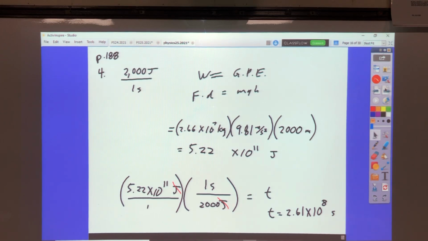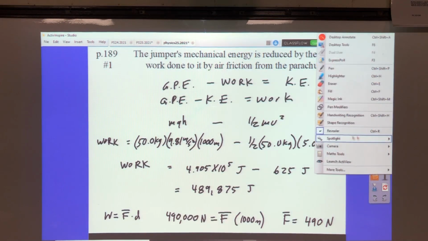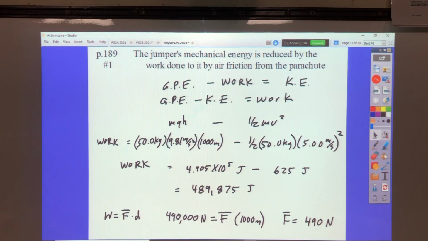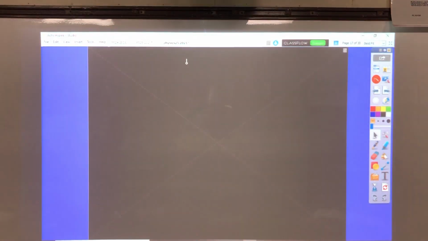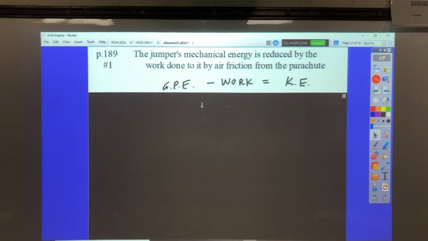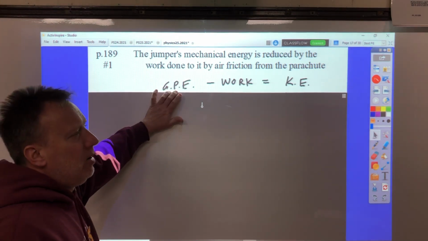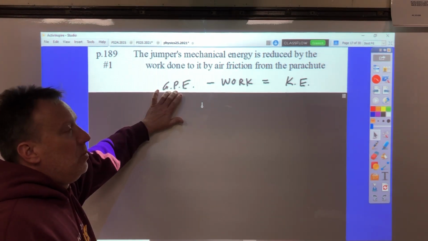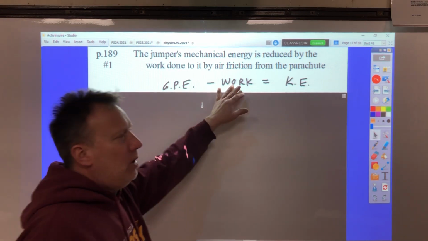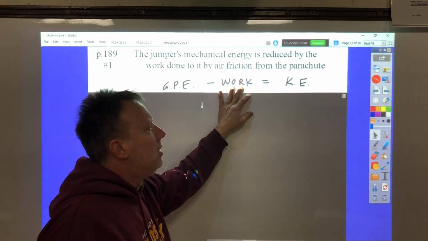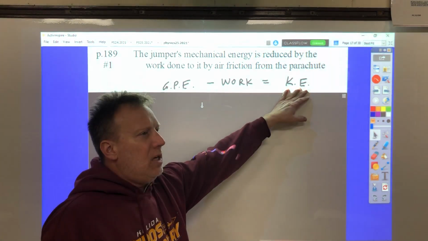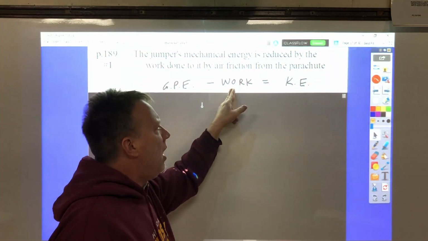Section review, where you have a parachute jumper. The parachutist, skydiver, going to jump out of an airplane and he lands on the ground with a speed. By what amount was mechanical energy reduced due to air resistance? So basically, the jumper is way up in the air, with gravitational potential. The parachute is going to do work on the way down, and the person is going to end up with a kinetic energy.